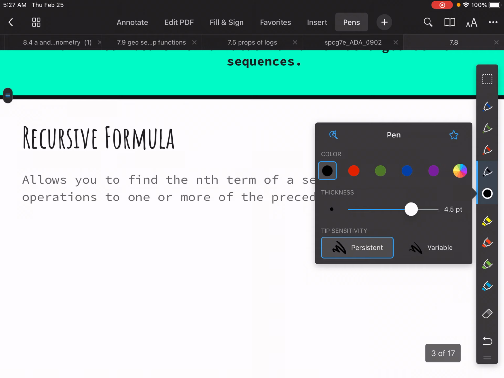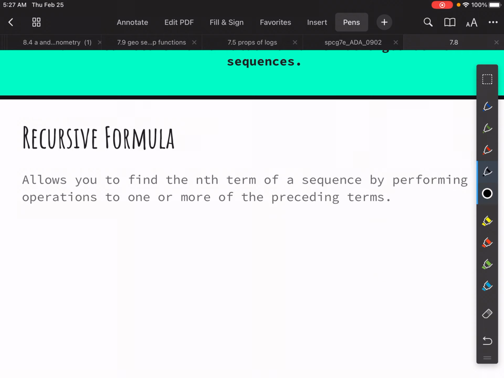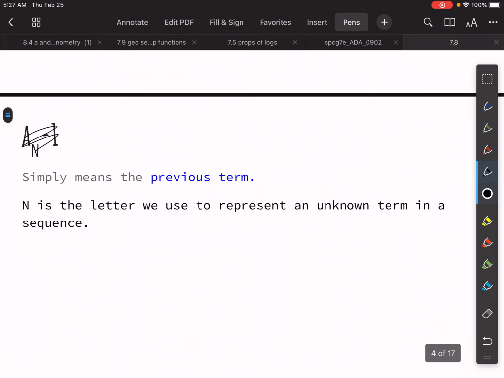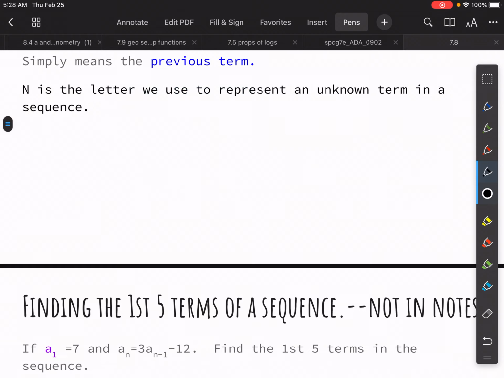Okay, so let's look at this. A recursive formula allows you to find the nth term of a sequence by performing operations to one or more of the preceding terms. Okay, it's based on preceding terms. The last lesson wasn't necessarily based on a previous term. You could use the geometric formula to find the 20th term without necessarily knowing the 19th. So this is called the recursive formula. And again, a sub n minus 1, where the minus 1 is actually part of that subscript, means the previous term. Okay, so the previous term to whatever we're talking about.